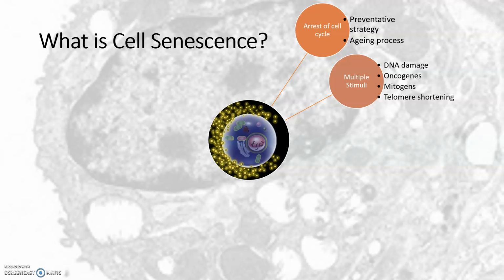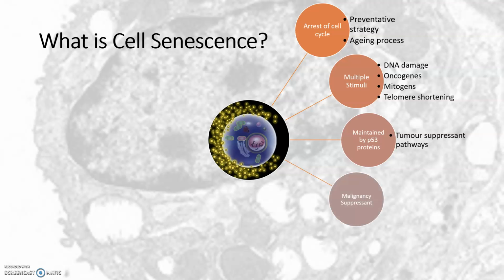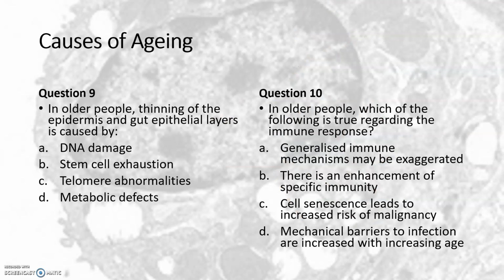There are multiple stimuli that produce senescence, and they're maintained by certain proteins which are in the tumor suppressant pathway. This process suppresses malignancy and of course increases with age.